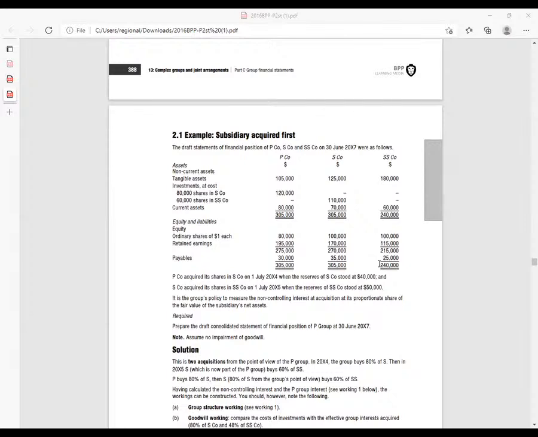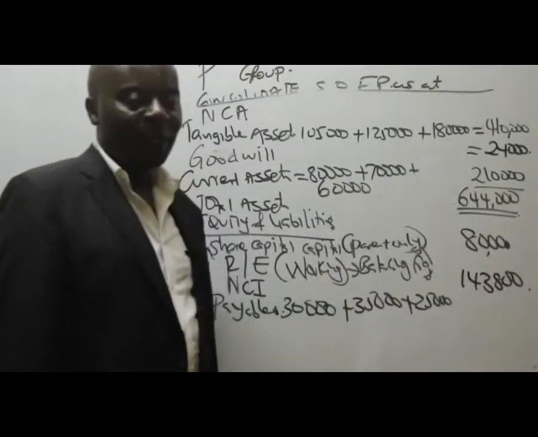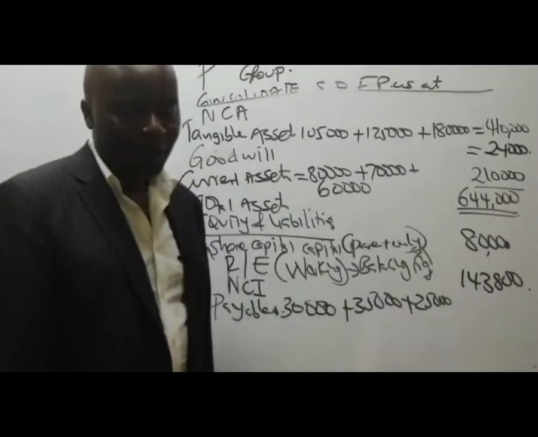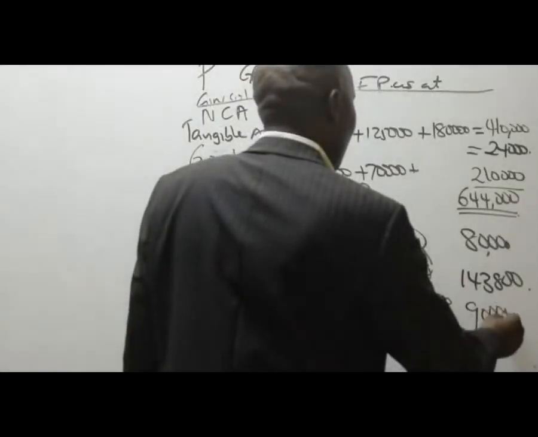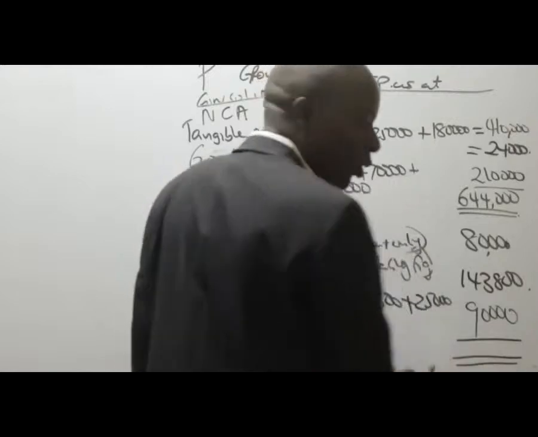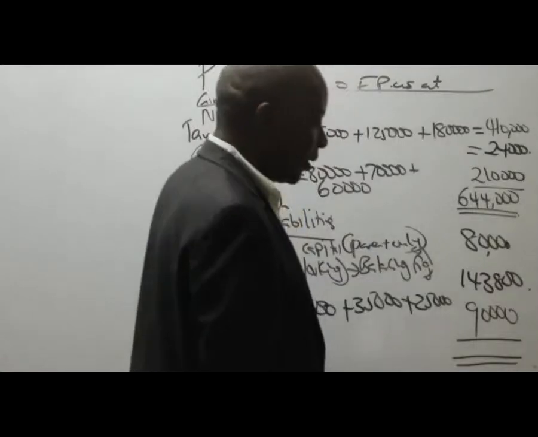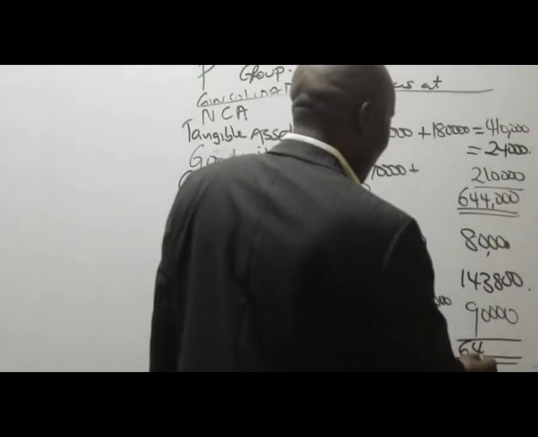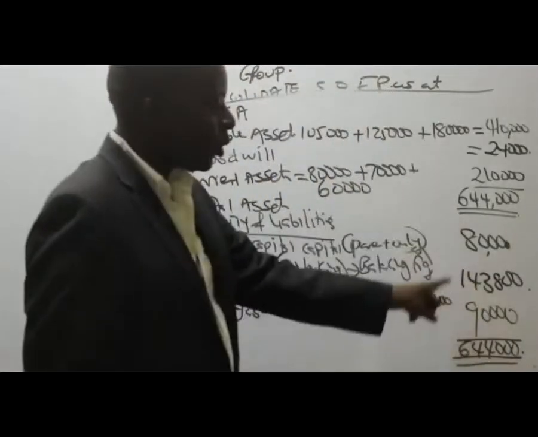What figure do we have for payables? So 90,000. Thank you very much. Now from there, ladies and gentlemen, please come here and give me the total. So the total here should be 644,000, because the totals must agree.